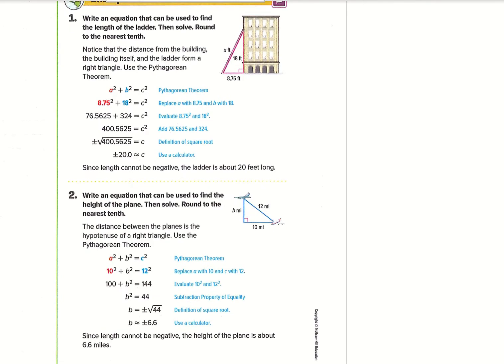So on page 424, we just start seeing some examples. Now you're going to notice these are pretty much all word problems, but the reason is they're actually problems that you would need for real life.